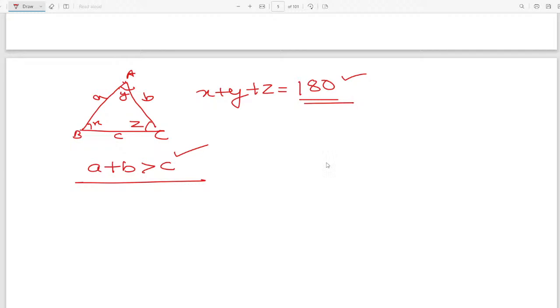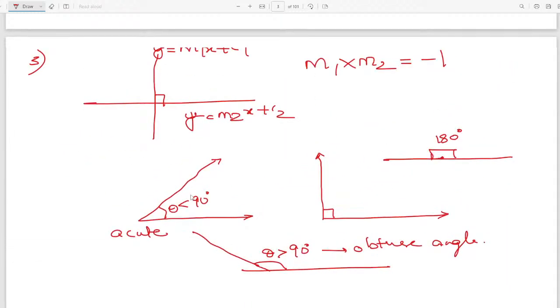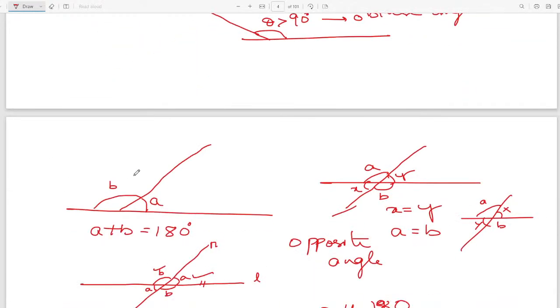And one more thing is, if you extend this line, for example, this is a triangle with angles Y, X, Z, and if this is the exterior angle P, then one more relation is that the exterior angle P is equal to the sum of the interior angles X plus Y, and you can derive this from this concept.